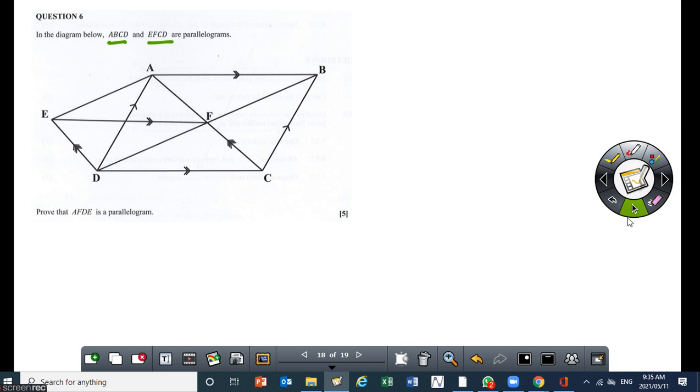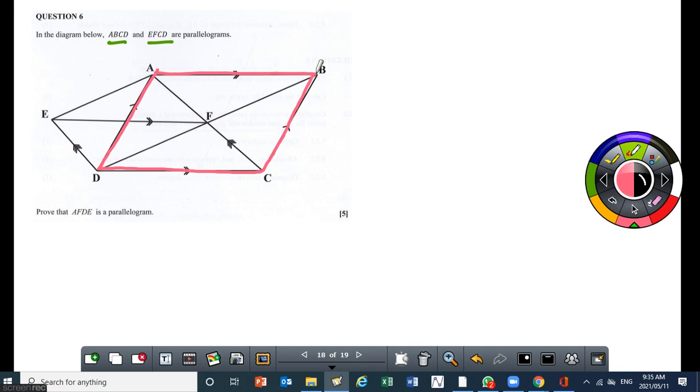So let me just use different colors here. We have the big one, that's ABCD, that one there. And don't forget this line is parallel to that. And then the other one is EFCD. So this is EFCD. Or rather, it's this one here.